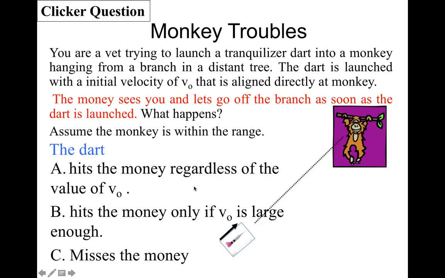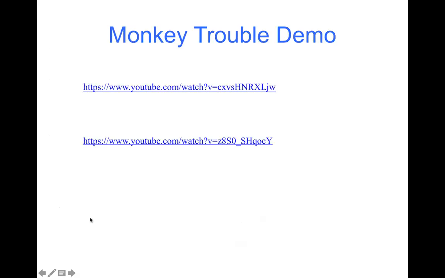So that sort of already taken care of the velocity being big enough. If we have that assumption that the monkey is within the range, then we will be able to hit the monkey regardless of the specific value of V0. But you're right, we do want V0 to be within the range. Having that assumption met, we can always hit the monkey. So let's see a demonstration of this, and then we can break it down to see why that is.